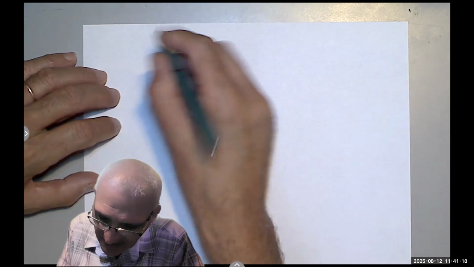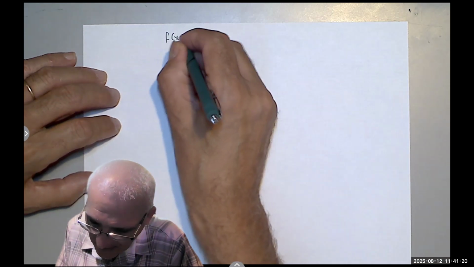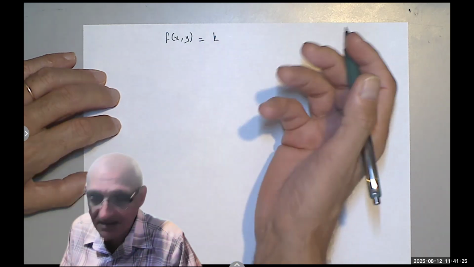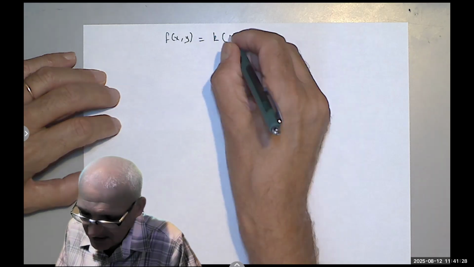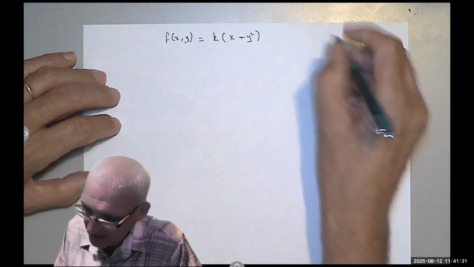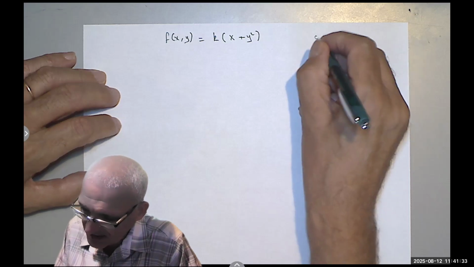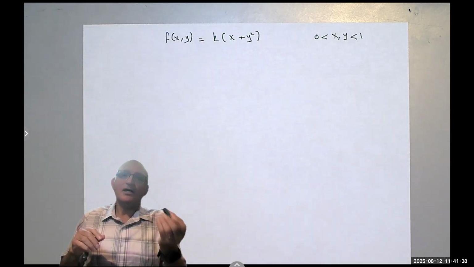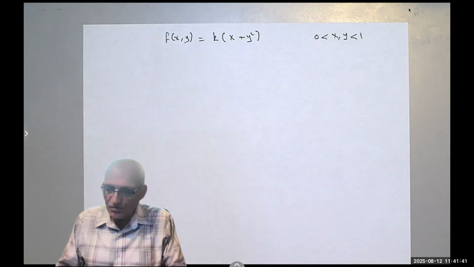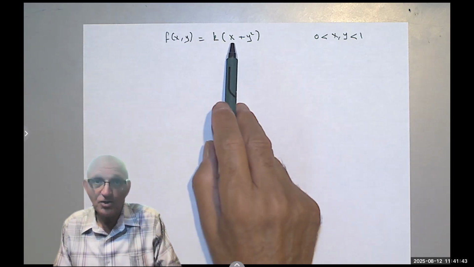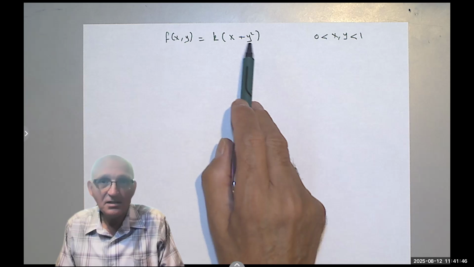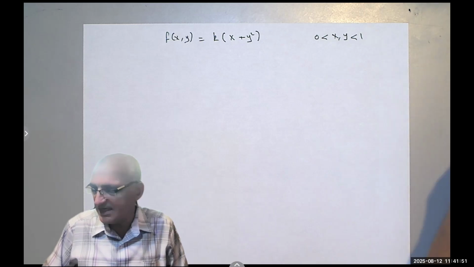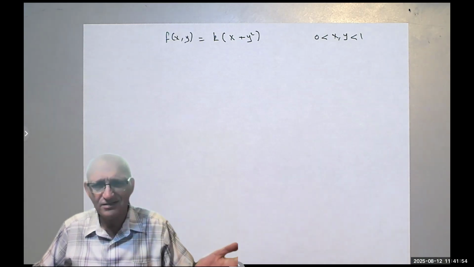This example is saying that suppose f of x and y equals some constant k, we don't know what it is, times x plus y squared, where x and y are greater than 0, less than 1. And this example is about customers going into a bank. So they either go to the window or the drive-through. That's x and y. And they want to see what is the value of k. And you say, how do I know the value of k?